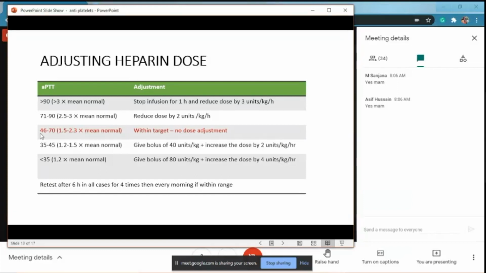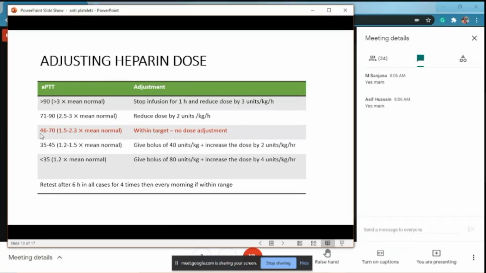Even if you say, by mistake, 1 unit, it's not going to do much harm to the patient. We just have to reduce another 1 unit. But basically, try to remember it's 2 units. Again, the important point here is what to do: either we stop infusion or reduce dose. That is the important thing. So again, above 90 stop infusion, 71 to 90 reduce dose by 2 units per kg per hour.